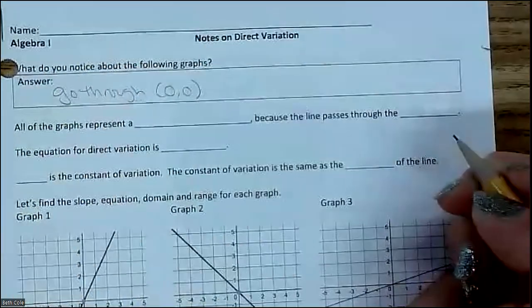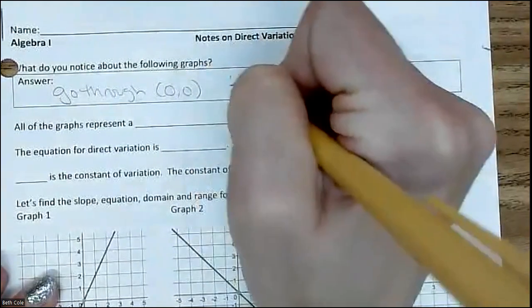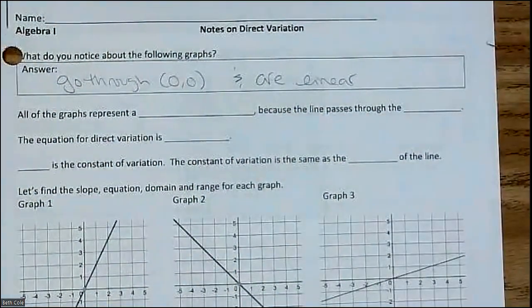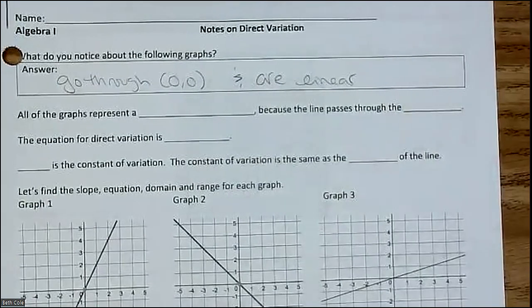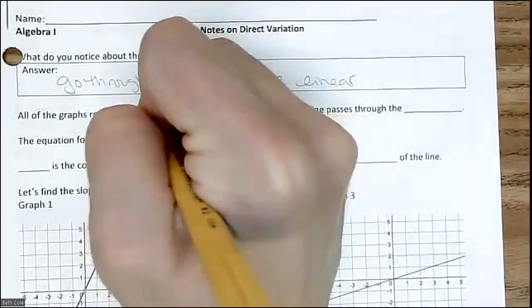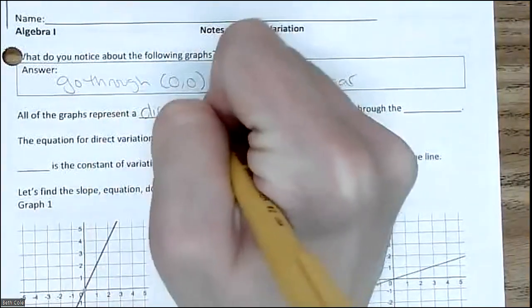They go through 0, 0 and are linear. Those are the two things. They're lines and they go through the origin. And that's what a direct variation is. In a nutshell, that's the whole lesson. It's a line that goes through 0, 0. So all of the graphs represent a direct variation.